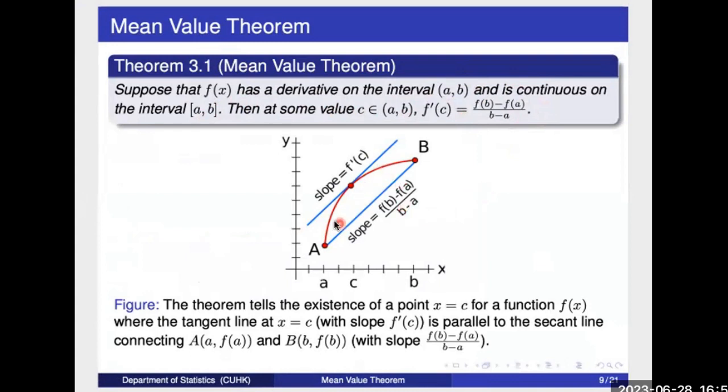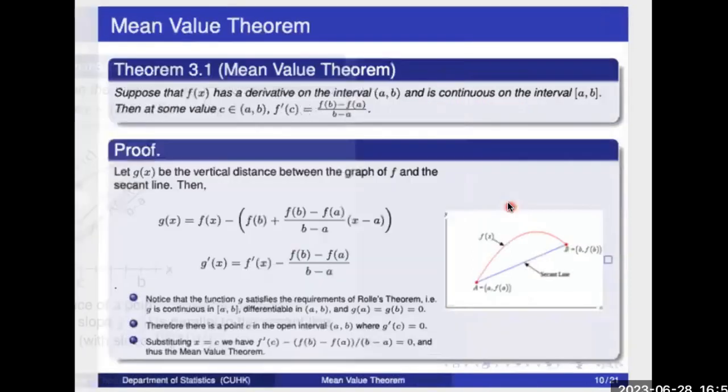This theorem informs us that, for a function f(x), there exists a point x equals c where the tangent line, with slope f prime of c, is parallel to the secant line connecting points a and b, with slope f(b) minus f(a) divided by b minus a. The proof of the mean value theorem involves constructing a new function g(x), which represents the vertical distance between the graph of f and the secant line. Then, by applying Rolle's theorem to this new function g, we can show that there exists a point c where g prime of c equals 0. Substituting x equals c into our expression for g prime of x, we find that f prime of c equals f(b) minus f(a) divided by b minus a, which proves the mean value theorem.